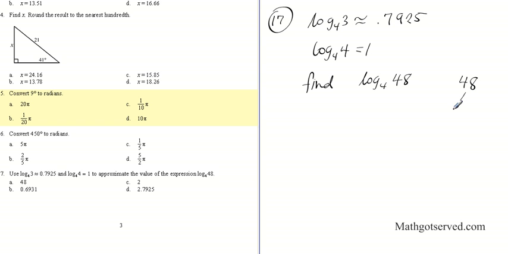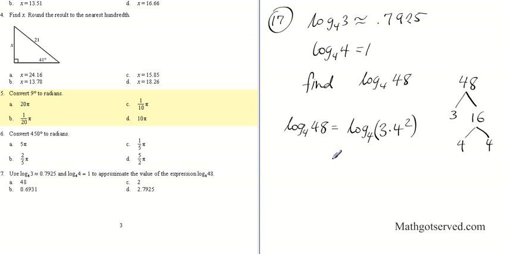I can take out 3 because I know 4 plus 8 is 12 and 3 goes into 12, so 3 goes into 48. 3 goes into 48 16 times, and then 4 goes into 16 4 times. That's good enough. So log base 4 of 48 is the same thing as log base 4 of 3 times 4 squared, because I have two 4's. Now, when you're multiplying the arguments, that basically means we're going to do the sum of the logs, right? So the sum of the log of 3 plus the log of 4 squared.